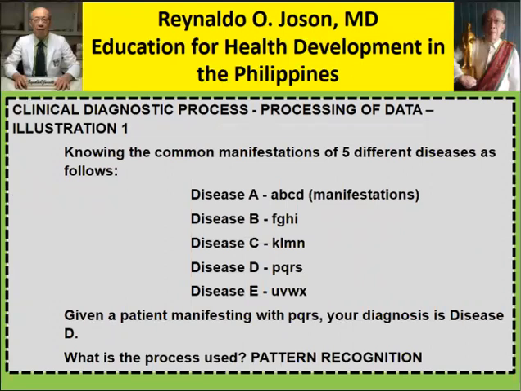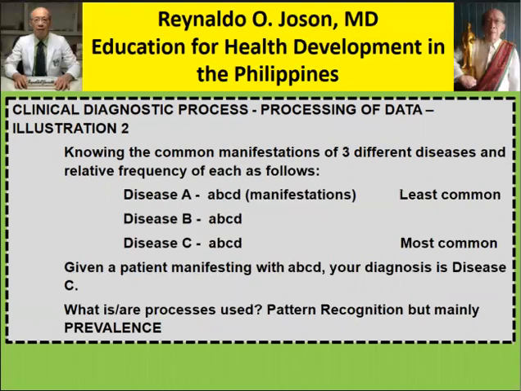Clinical diagnostic process, processing of data, illustration 1. Knowing the common manifestations of 5 different diseases as follows. This is A, ABCD manifestations. This is B, FGHI. This is C, KLMN. This is D, PQRS. This is E, UVWX. Given a patient manifesting with PQRS, your diagnosis is disease D, as in dog. What is the process used? Pattern recognition.